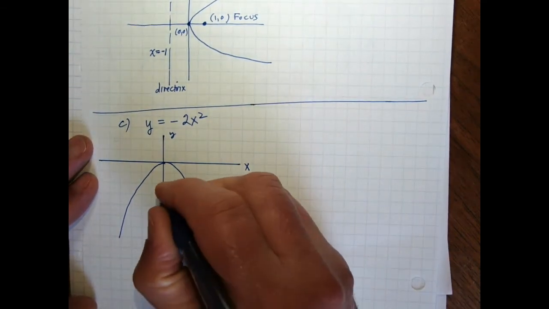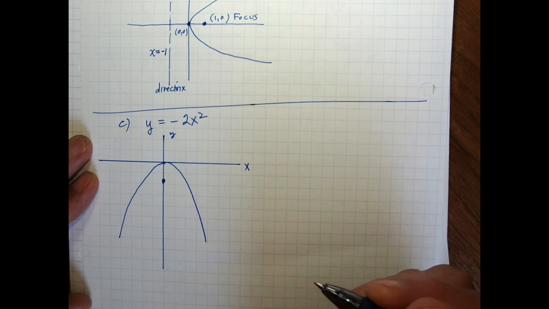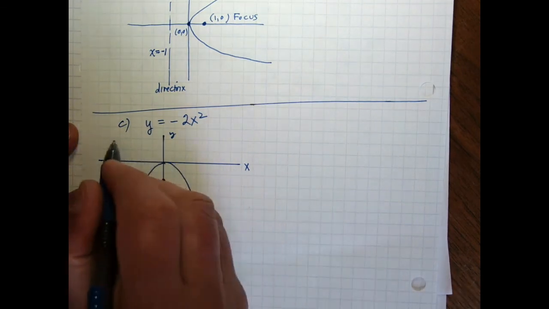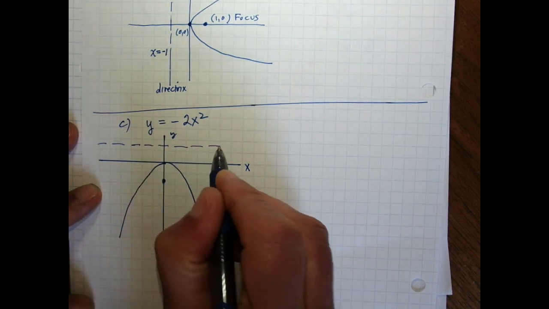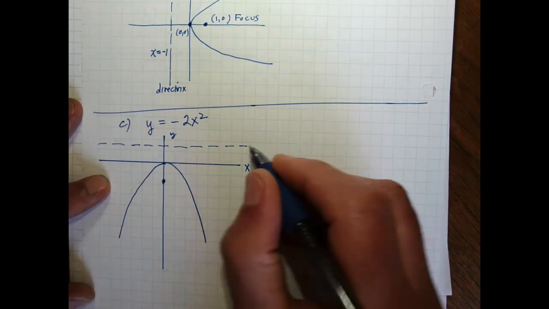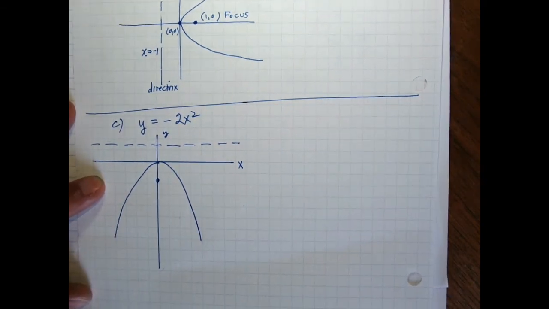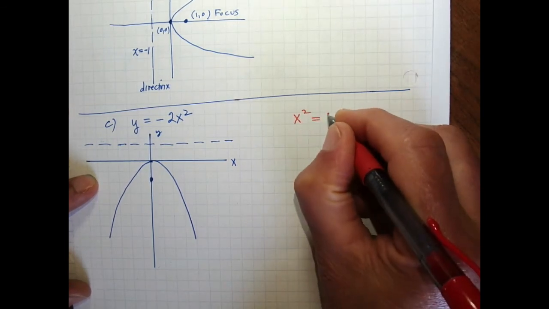And so we know the focus is going to be somewhere on the y-axis, and the directrix will be parallel to the x-axis. And now I've got to make use of my standard form. My standard form would be x squared equals 4py.